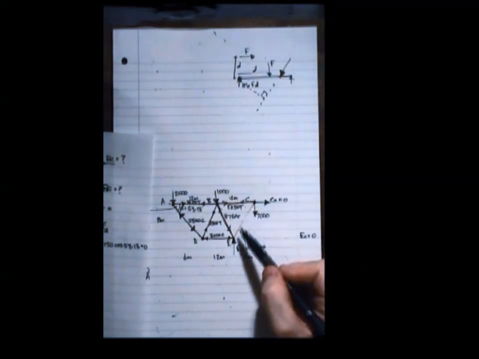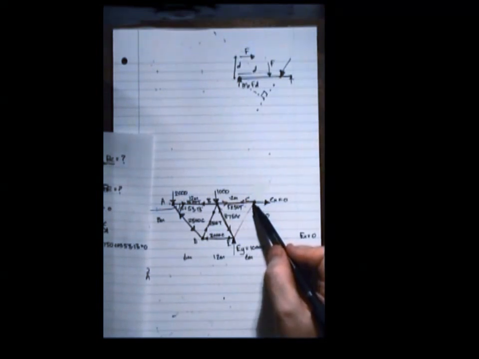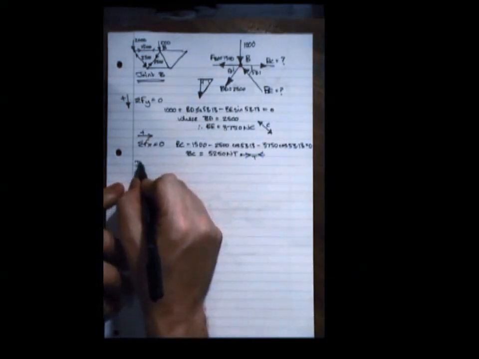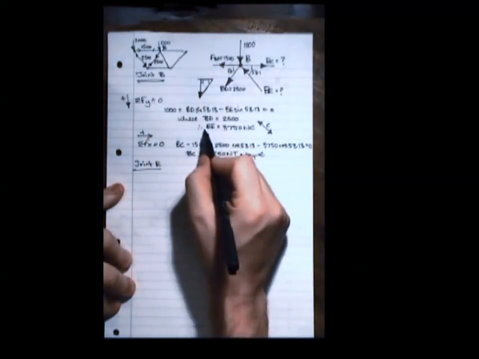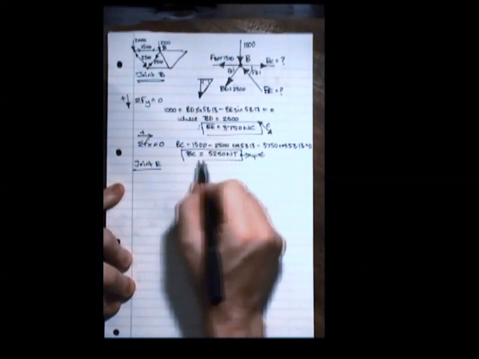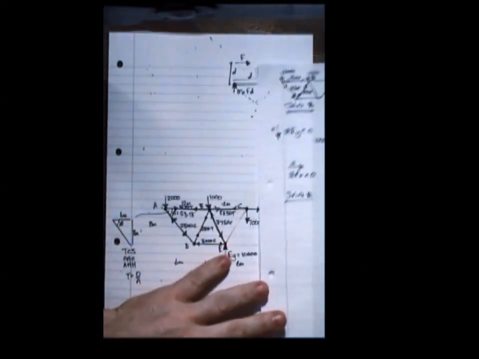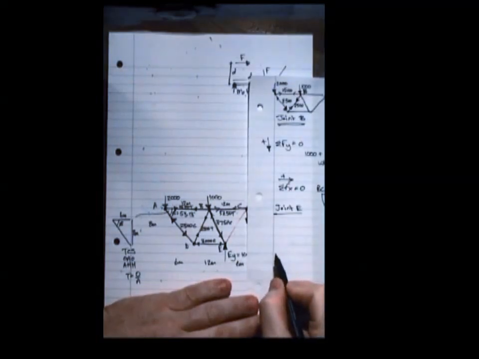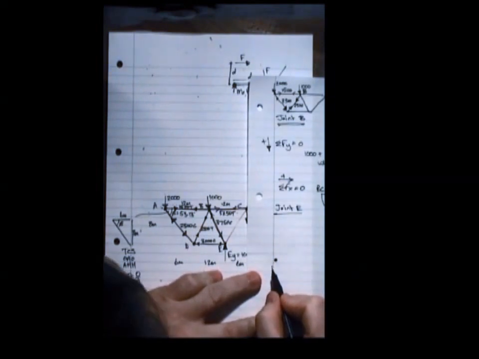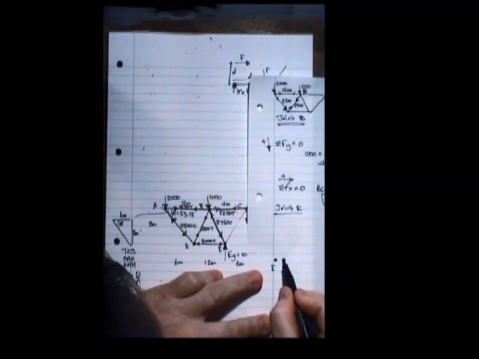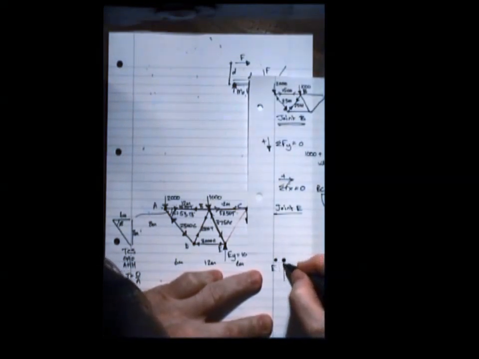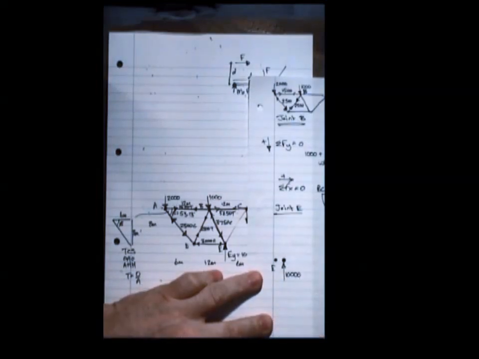We can move on to joint C, which I'm going to leave till last. So we can do a check there, or you can move on to E, because there's just one unknown left. So joint E, so we just worked out what BE is. And BC. To draw joint E, let's have a look and see what we have. So we've got joint E. Draw that again. Got joint E there. We've got 10,000 on that joint.